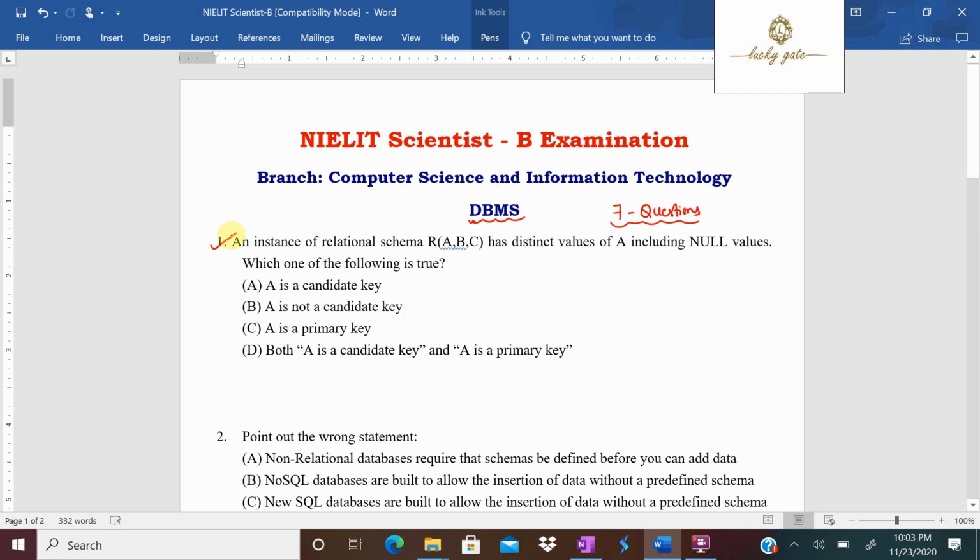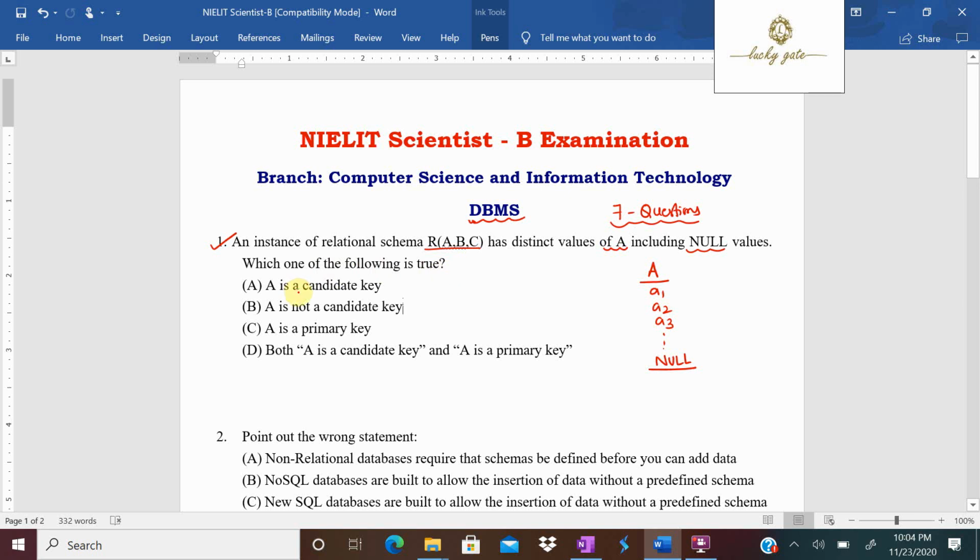Coming to the first question: an instance of a relation schema R(A, B, C) has distinct values of A including null. Which of the following is true? Now A has distinct values like A1, A2, A3, and so on, and null is also there. That is given. Now the question is, which one of the following is true?